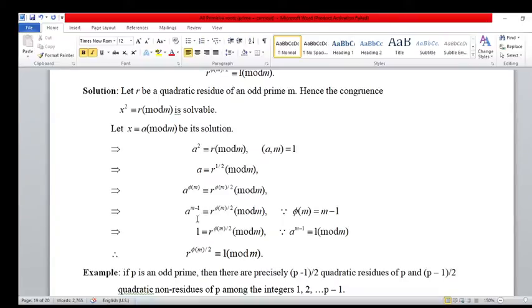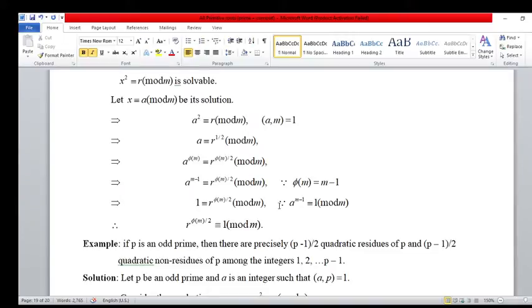Now a raised to the power m minus 1. Why a raised to the power m minus 1? Here phi m means m minus 1. So phi m is equal to m minus 1, and here phi m upon 2. So a raised to the power m minus 1 is congruent to R raised to the power phi m upon 2 mod m. Given the condition phi m is equal to m minus 1, a raised to the power m minus 1 is congruent to 1 mod m. This is the condition, so the value of a raised to the power m minus 1 is equal to 1.